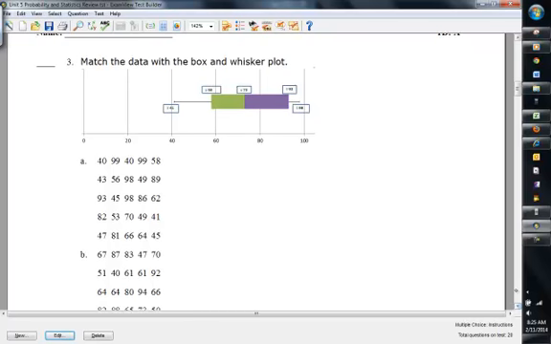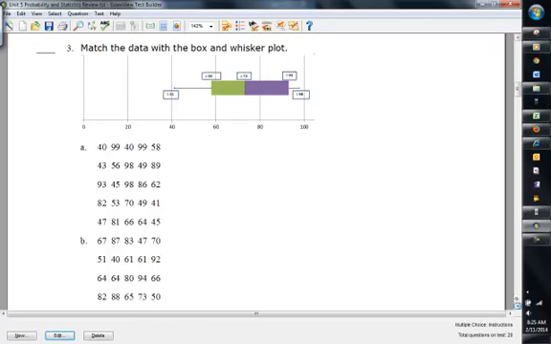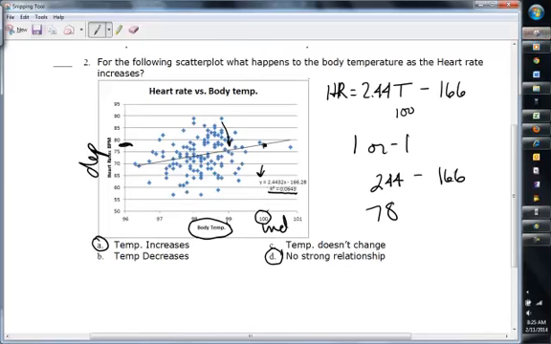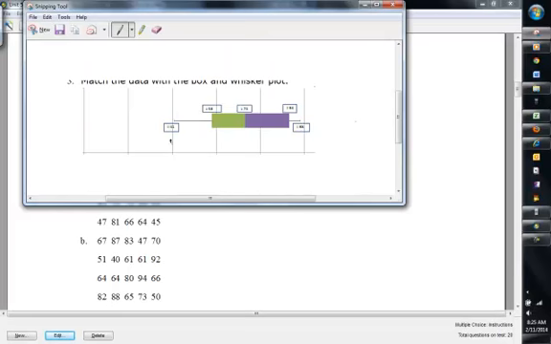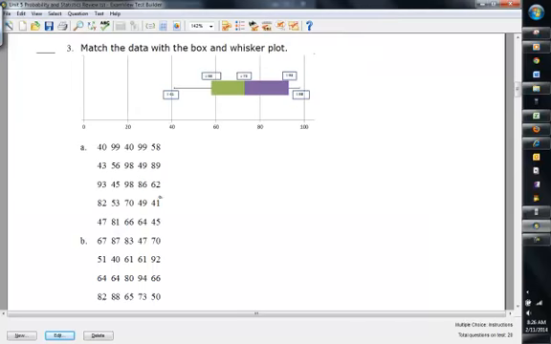Box and whisker plots. Now you're going to actually have to make a box and whisker plot. But just to help you, remember how the box and whisker plot and what the parts mean. This is the minimum. This is the maximum. This is Q2, this is Q1, and this is Q3. So if we look here, to find out which one this is, we just look at the different dots and we see which one matches.